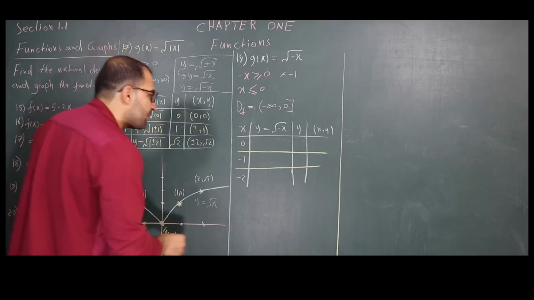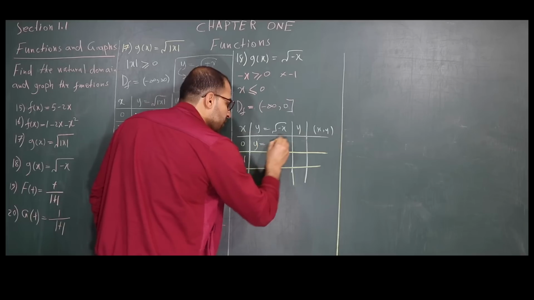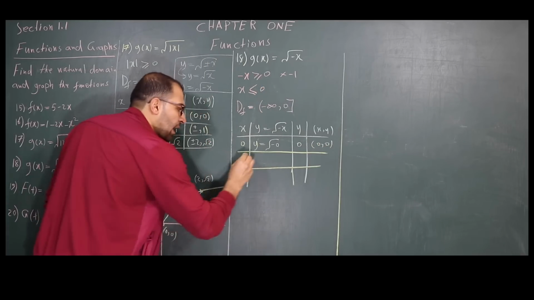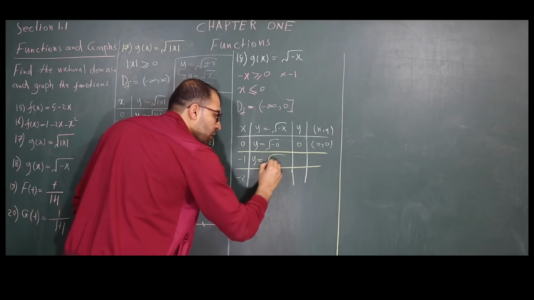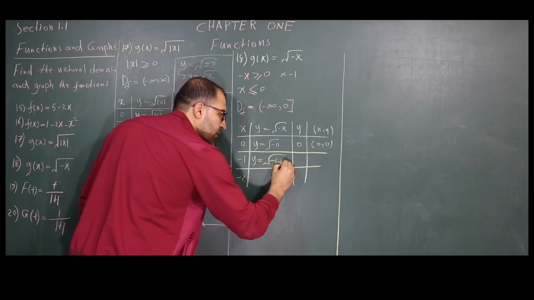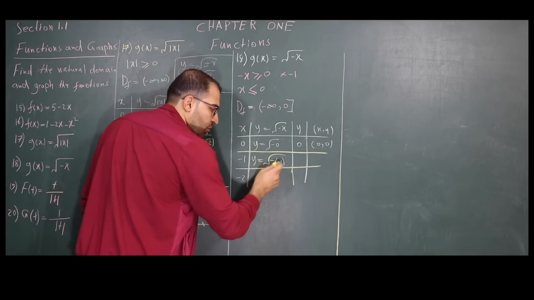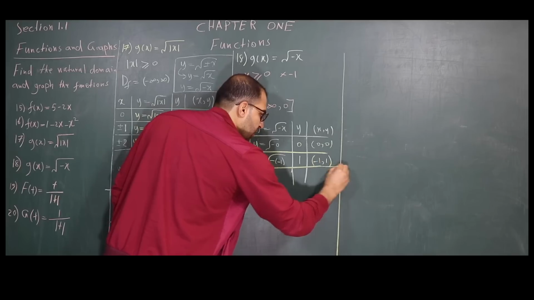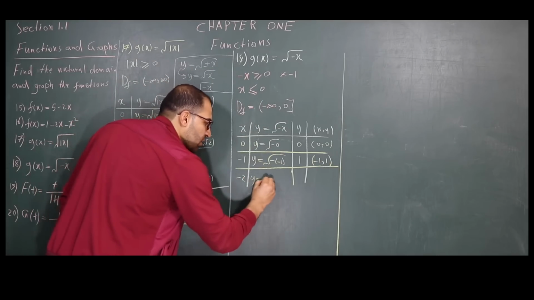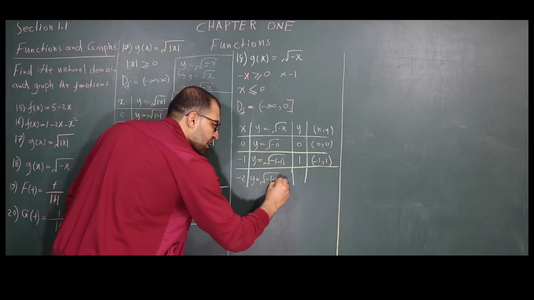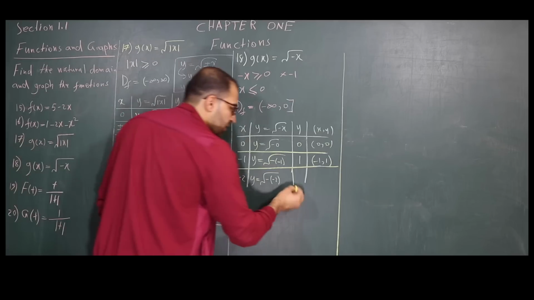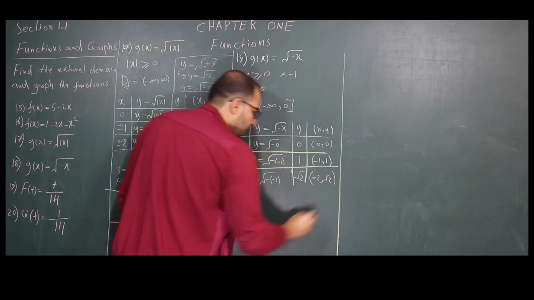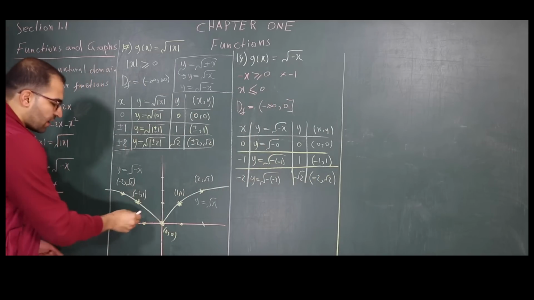I'm just filming. y equals the square root of -0. The result will be 0, and the point 0, 0. And for x equals -1, the result will be the square root of +1, which is 1, so the point -1, 1. And the other one is the square root of -(-2), which will be the square root of 2, so the point -2, square root of 2. And the plot will be exactly that one.